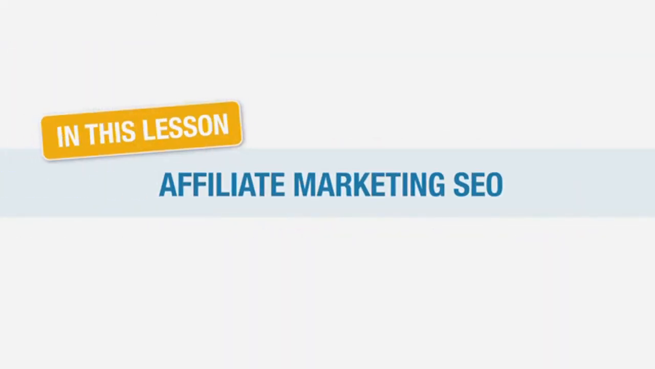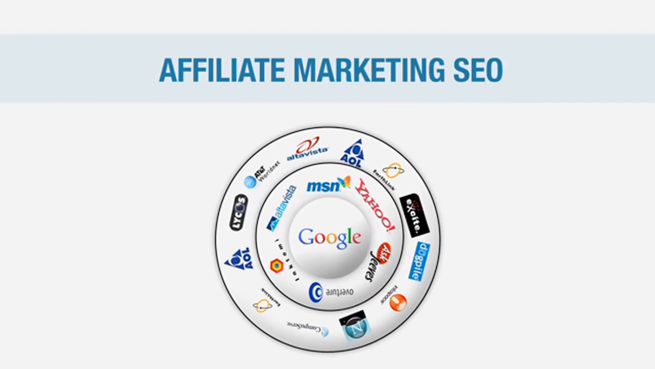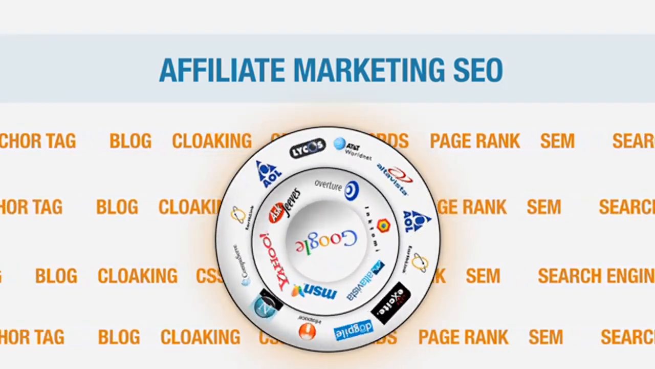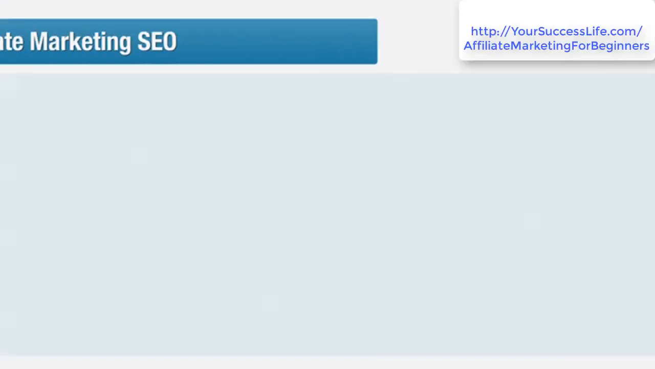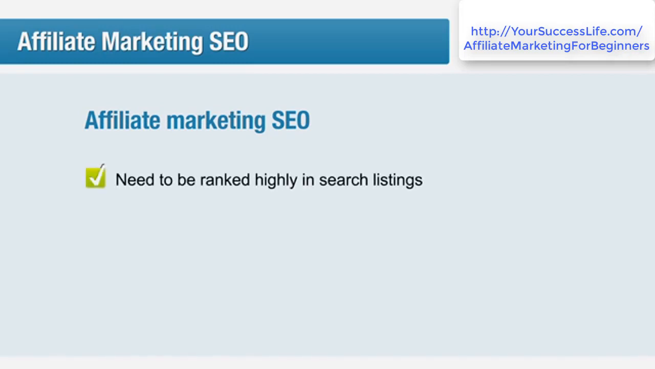Video on affiliate marketing SEO, what it means and how you can learn about increasing your rankings. One potentially huge source of traffic is from the search engine. But to take advantage of it, you need to be ranked highly in the search listings. One way to improve your ranking is by employing either pay-per-click or SEO methods. In this lesson, we're going to introduce you to an overview of search engine optimization, or SEO.